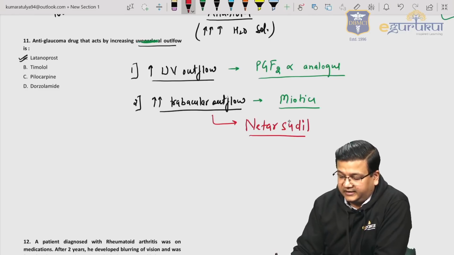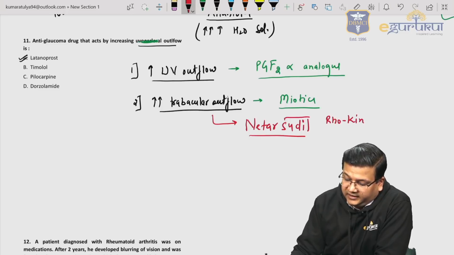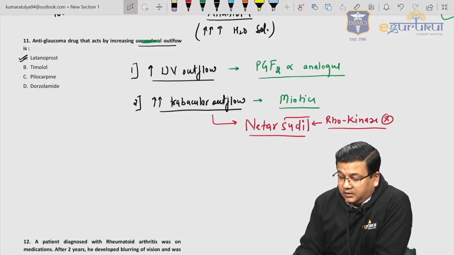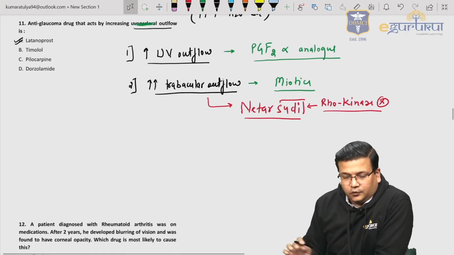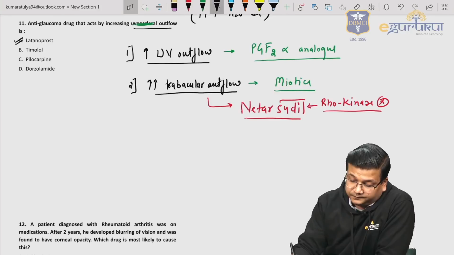Netarsudil, any drug ending with sudil like fasudil, is a rho kinase inhibitor. So it's a new rho kinase inhibitor, topical eye drop, which can also increase trabecular outflow. Okay, so this is the new drug netarsudil, increasing trabecular outflow.